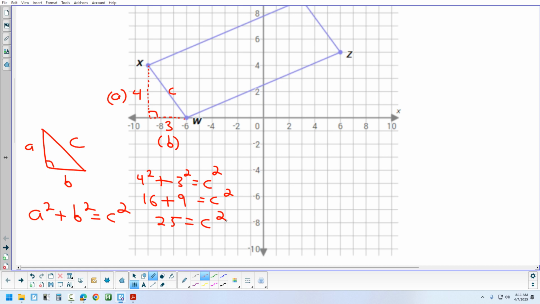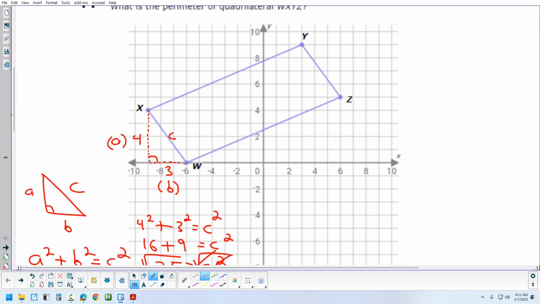So does anybody know how you get rid of squaring? Yeah? You take the square root. So take the square root of each side. The square and the square root cancel on the right, and you have c. And now the square root of 25 is 5. Okay. So now we know the length of this side is, I'm going to erase c, and I'm going to put 5.